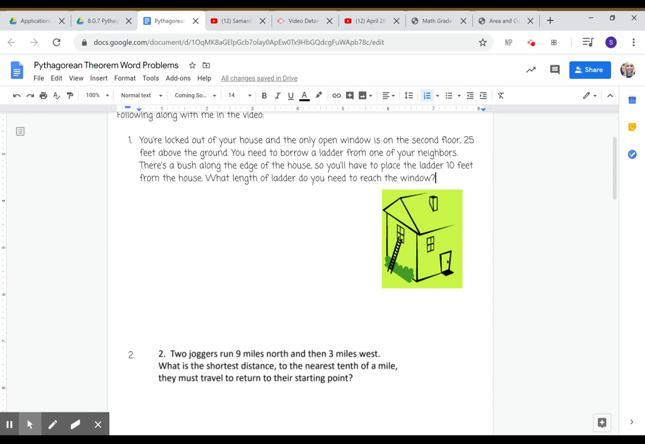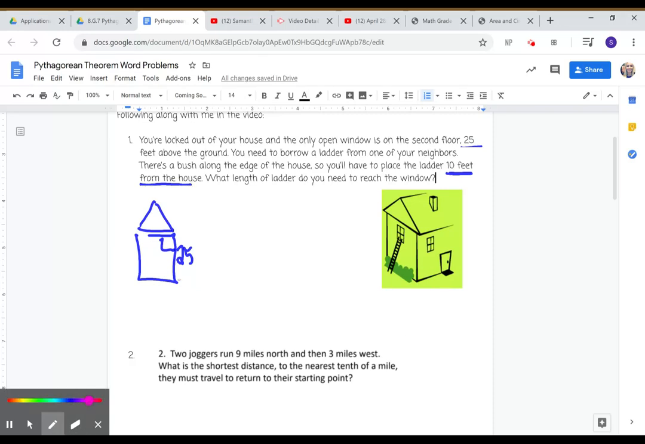So it says you're locked out of a house and the window is 25 feet above the ground. So I'm going to start with that. So if I have a house, I'm just going to draw a quick picture. The window, right? Okay, so wherever the window is, that's my 25 feet. Now it says you have to place the ladder 10 feet from the house. So from that house, I got to go 10 feet.